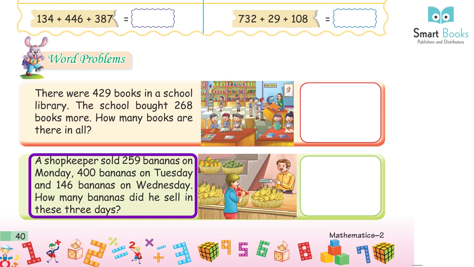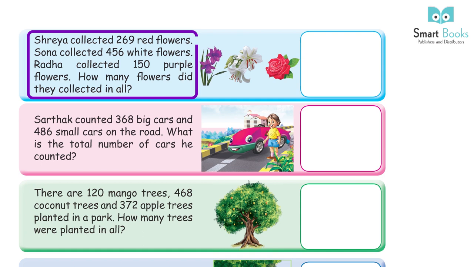How many bananas did he sell in these 3 days? Answer 805. Shreya collected 269 red flowers. Sona collected 456 white flowers. Radha collected 150 purple flowers. How many flowers did they collect in all?